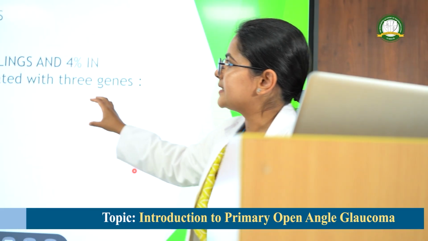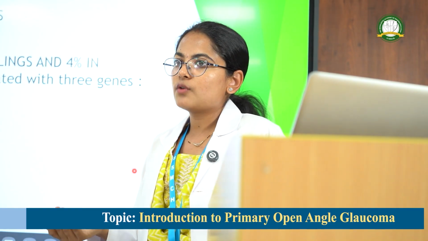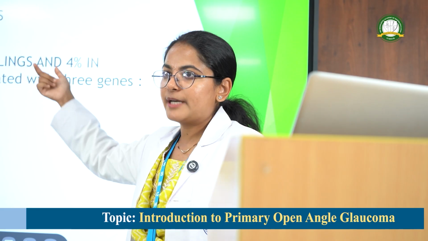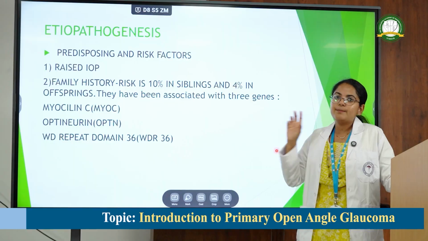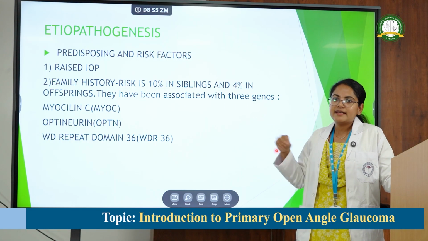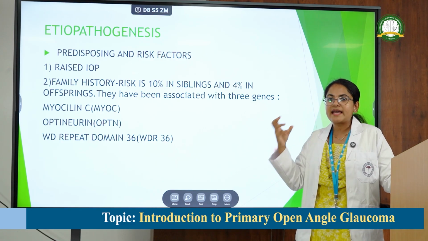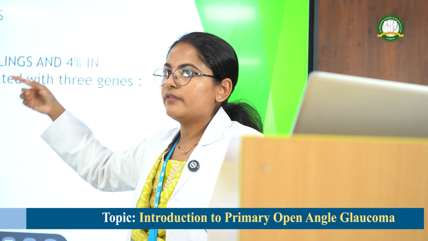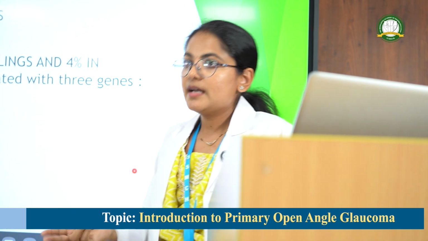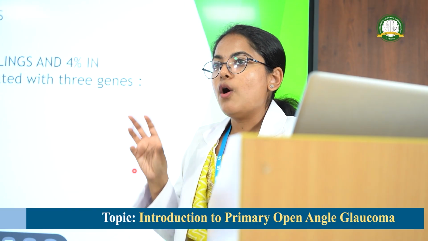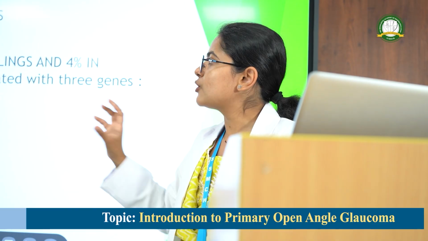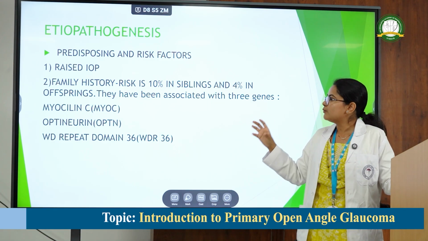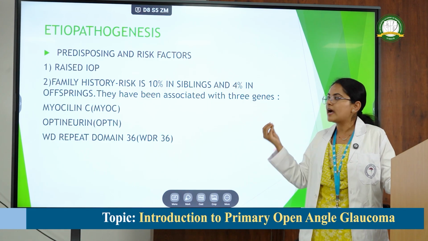Now, etiopathogenesis. What are the risk factors for developing primary open angle glaucoma? Obviously, we know raised intraocular pressure is the major risk factor. Why? It causes two things in the eye. Raised IOP will cause mechanical pressure over the optic disc. That's why there is increased cupping of the optic disc. Then the second thing is the vascular theory. Here, ocular perfusion pressure decreases because of raised IOP. So, the eye goes into hypoperfusion. Then what will happen? Again, there can be cell death by apoptosis.